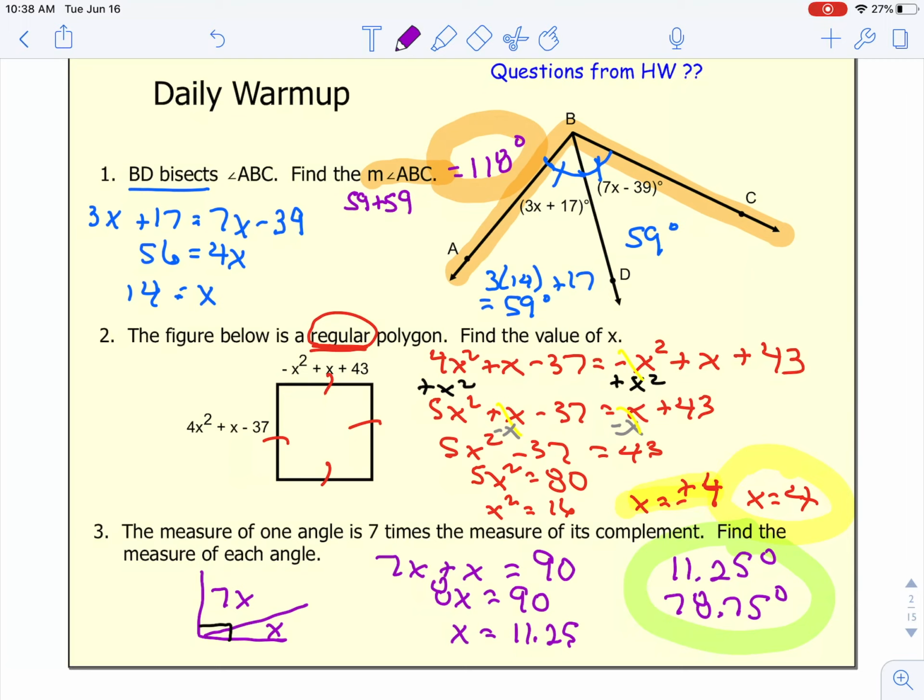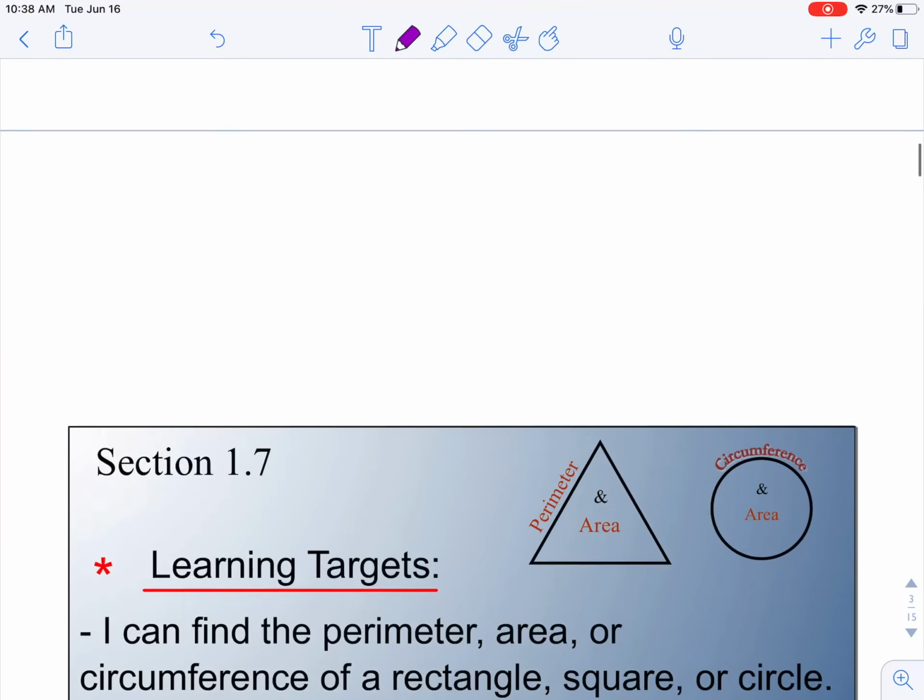And the third one is kind of tricky. The measure of one angle is 7 times the measure of its complement. Well, that means the 2 angles add up to 90 degrees. And if one angle is x, the other angle is 7 times the measure of x. So now you take 7x plus x and set it equal to 90. You get some decimal answers. That's okay. Not all values are going to work out to be nice numbers. You're going to get decimals and fractions at times.